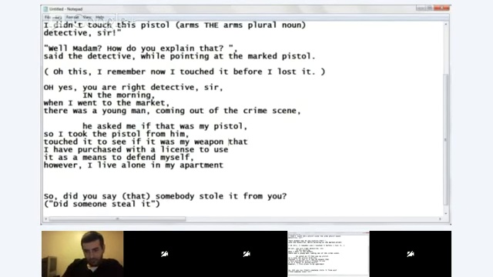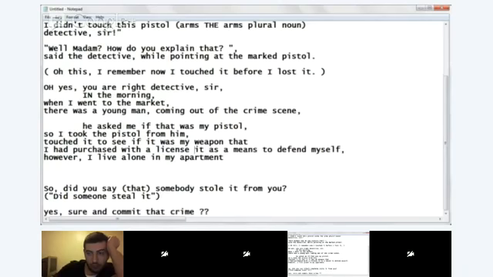Not "which" here, because when we define something, it's stronger to use "that." But it was my weapon that I have. Is that good? What do you think about "have"? "I had." Yes, because we're reporting, so that's good work. That I had purchased with a license to use it, as a means to defend myself. Big long sentence, isn't it? However, I live alone in my apartment. Well, okay. So that's good now.